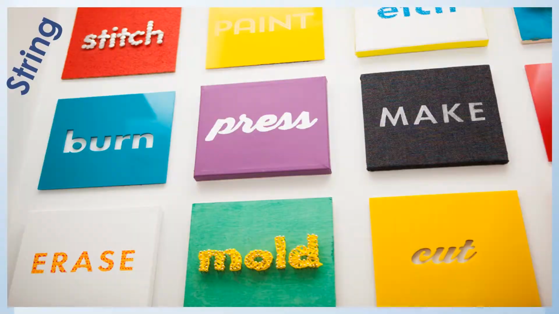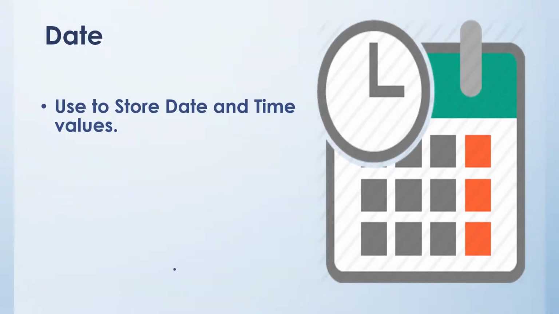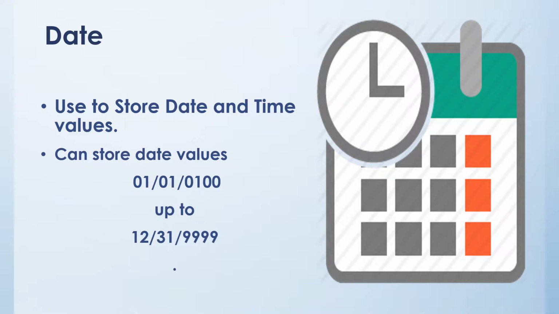Third one is date. This data type is used to store date and time values. A variable declared as date data type can store both date and time values, and it can store date values ranging from 100 to 12 31 9999.